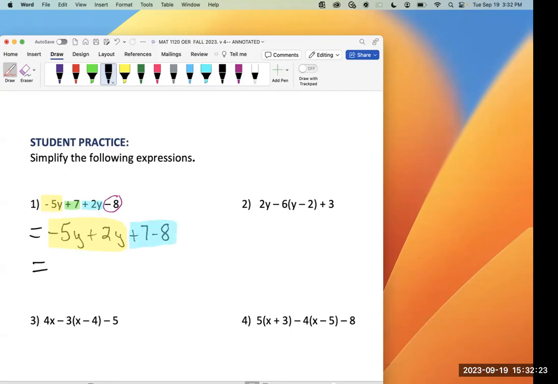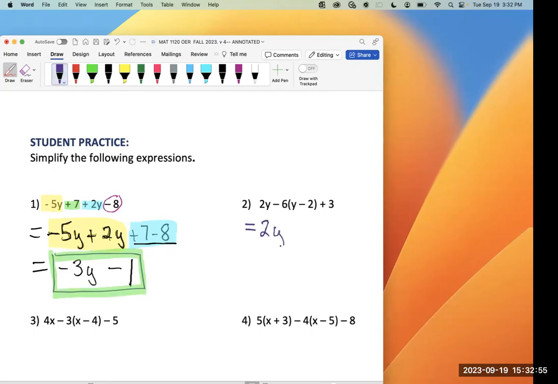So my final answer, I lose 5 yellow somethings and I gain 2 more y or yellow something. So minus 5 plus 2, that's negative 3 of the same thing. 7 minus 8, you get $7 put into your bank account. They take out $8. The net equivalent is you've lost $1. So that would be your final answer. Negative 3y minus 1.